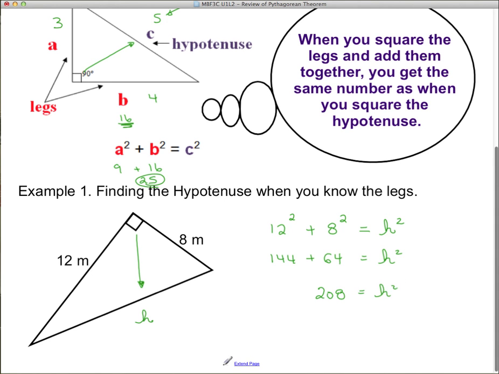equals H squared. Well, I can't do the square root of 208 in my head, and that's what we have to do here. We have to undo this squaring, so I have to know what number do I multiply by itself in order to get 208. Well, that's not the easiest thing to do, especially if it's not a nice square number. Like if that said 100, I could tell you what number multiplied by itself gives you 100. Can't do it with 208 so much.